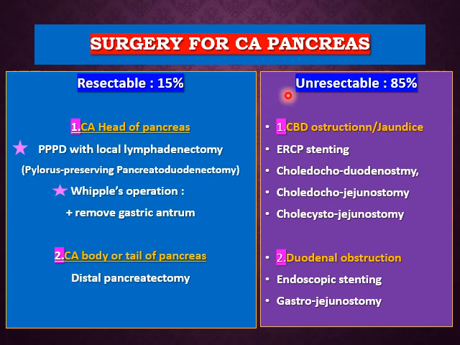In the majority of cases, 85% of cases, at diagnosis on admission, the tumor is unresectable. So in these patients, there are two operative procedures that can be done. First is when the patient has developed jaundice due to CBD obstruction by the tumor. So you can do an ERCP stenting or bypass procedures.